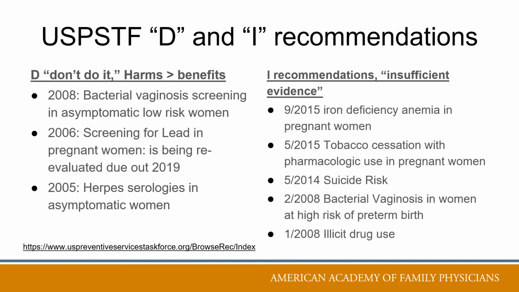There are some USPSTF D and I recommendations. For example, D, we say don't do it. Harms are greater than benefits. Bacterial vaginosis screening in asymptomatic low-risk women, screening for lead in pregnant women, and herpes serology in asymptomatic women are grade D recommendations. Grade I recommendations, where there's insufficient evidence, include iron deficiency screening, tobacco cessation with pharmacologic use in pregnant women, suicide risk evaluation, bacterial vaginosis in women at high risk of preterm birth, and screening for illicit drug use.